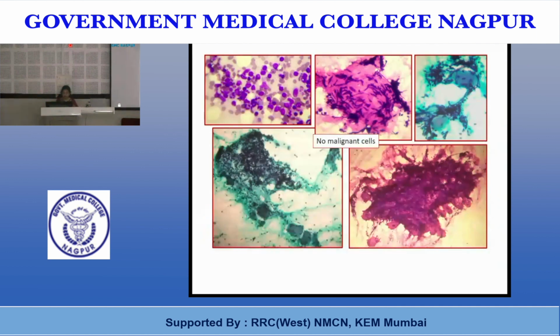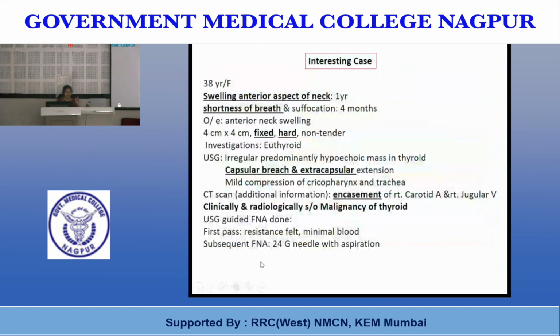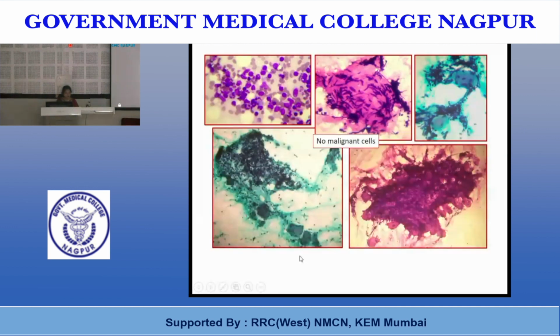Now, I should mention that when I was doing the FNAC, on the first pass, there was resistance felt and minimal blood was aspirated. So the subsequent FNA, I did with a 24 gauge needle with aspiration, and what we got was a reactive population, lots of spindly cells, and now you can see the fibrosis. We did it from where the extracapsular breach was also there. You can see the fibrosis extending, you can see it here, entrapping the muscle fibers, and a large fragment of muscle bits and the fibrosis.